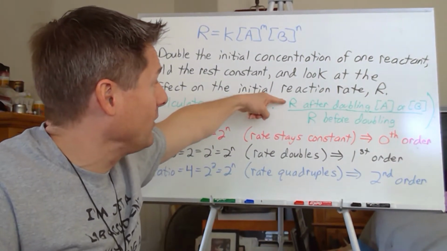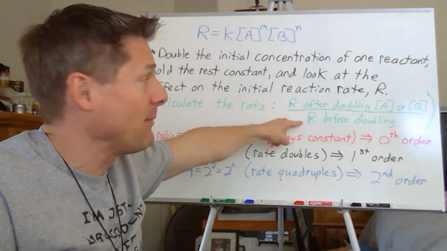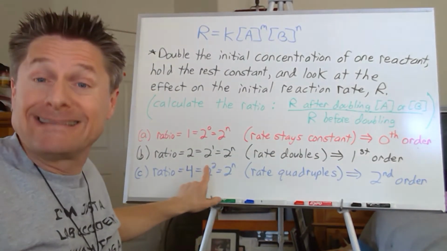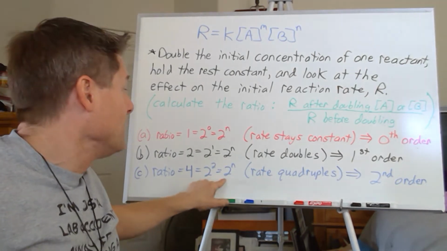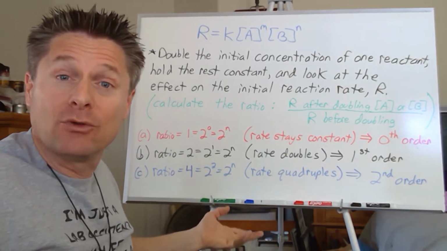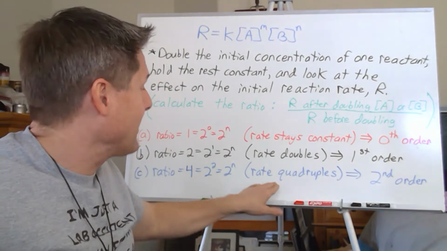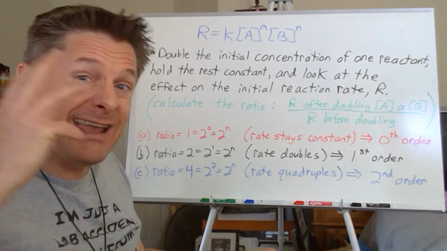So the rate after doubling divided by the rate before doubling is 4. Oh, well, that's 2 to the 2nd power. 2 squared is 4, or 2 to the n. In that case, n is equal to 2, so that would mean it's 2nd order with respect to that reactant. The reaction rate quadruples.